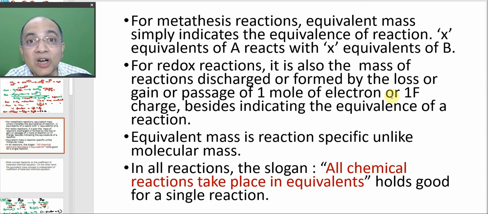That is Avogadro's number into the charge of 1 electron. How much? 1.602 into 10 to the power minus 19 coulomb. And that product, when rounded off to the nearest 500, will be 96,500, what we call 1 Faraday. So for oxidants and reductants, it is the number of moles of electrons involved in 1 equivalent of that substance, the oxidant ion or the reductant ion, the oxidizing agent or reducing agent, right?